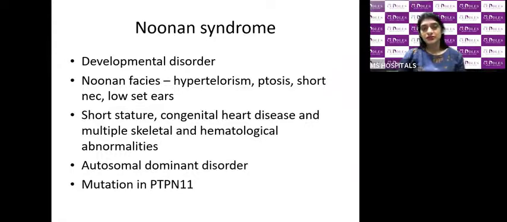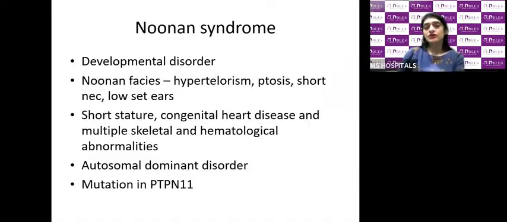Noonan syndrome is a developmental disorder. In Noonan faces, hypertelorism, ptosis, short neck, low set ears, short stature, congenital heart disease, and multiple skeletal and hematological abnormalities are seen. It's an autosomal dominant disorder, and mutations are seen in PTPN11.